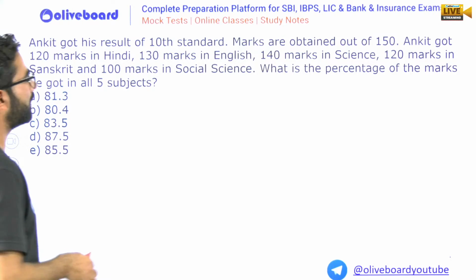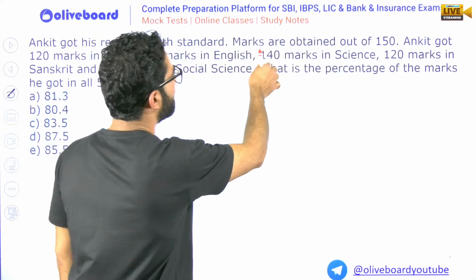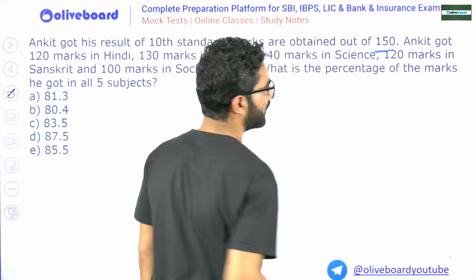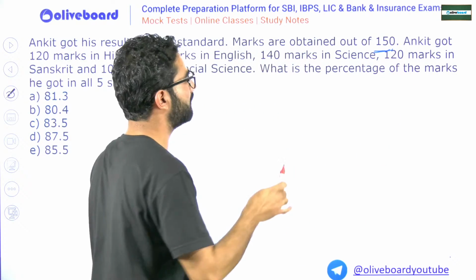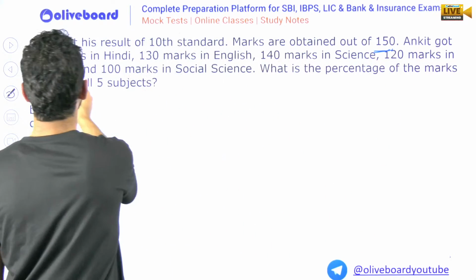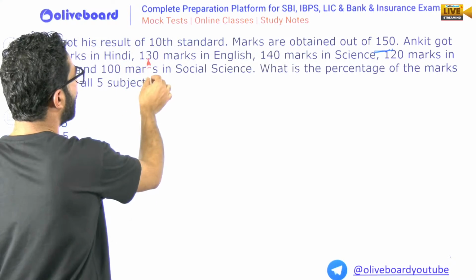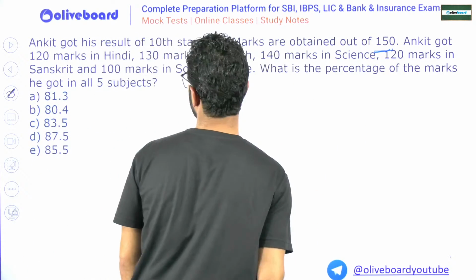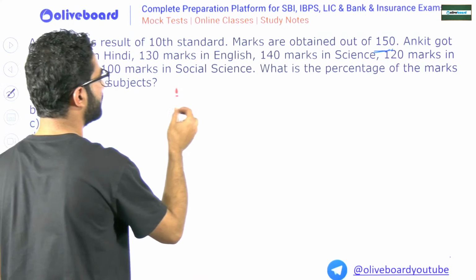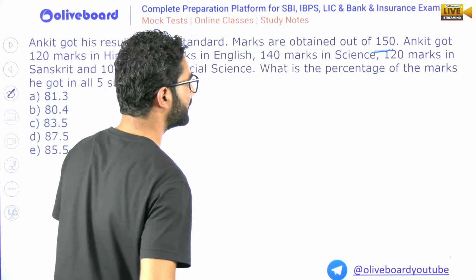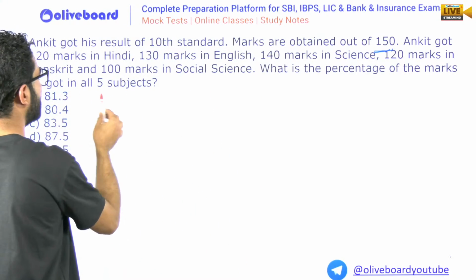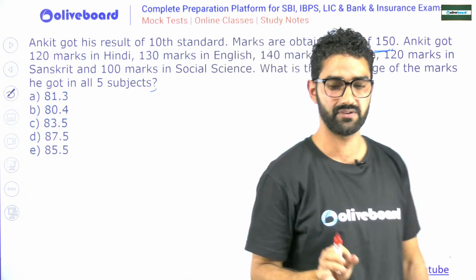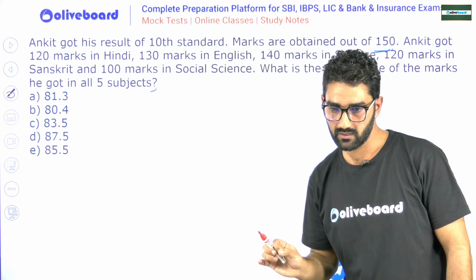Now if you see the question: Ankit got his 10th standard result noted. Marks are obtained out of 150, I mean, the total marks for every subject will be 150. Ankit got 120 marks in Hindi, 130 in English, 140 in science, 120 in Sanskrit, and 100 marks in social science. What is the percentage of marks he got in all 5 subjects? The question is very simple, but the calculation part is the challenge.